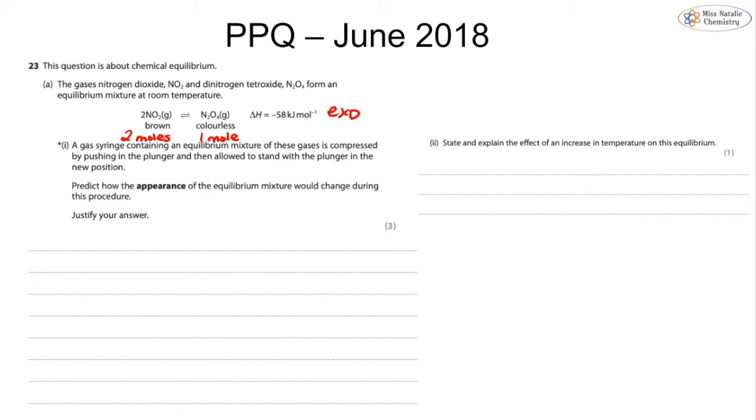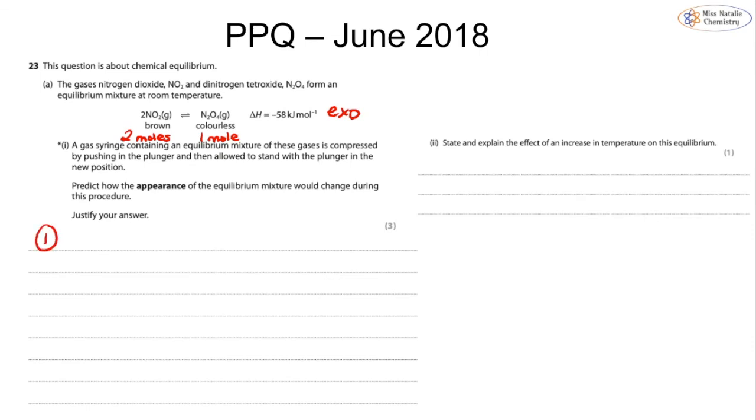So for 3 marks, we're saying that a gas syringe containing the equilibrium mixture is compressed by pushing in the plunger and then allowed to stand with the plunger in the new position. Predict how the appearance of the equilibrium would change during this procedure. Okay, so what we need to think about is what's happening, how is my equilibrium shifting, and what will I see? So when I first push in the plunger, I'm reducing the volume and I'm actually increasing the concentration at that first point.